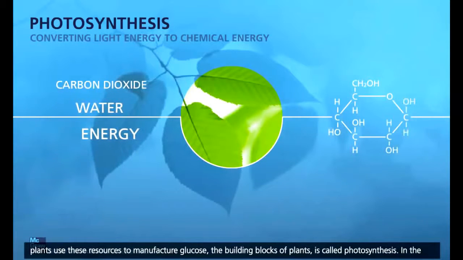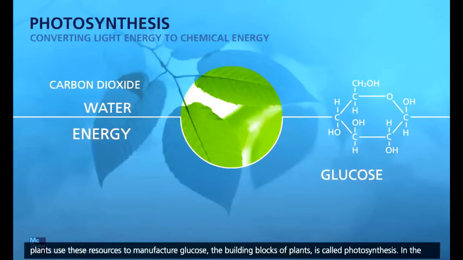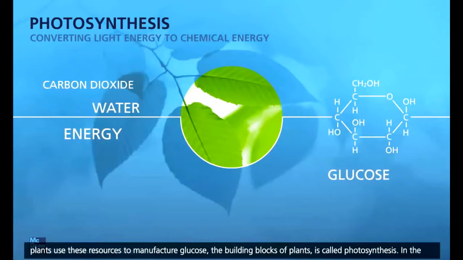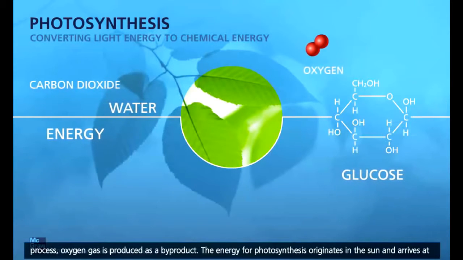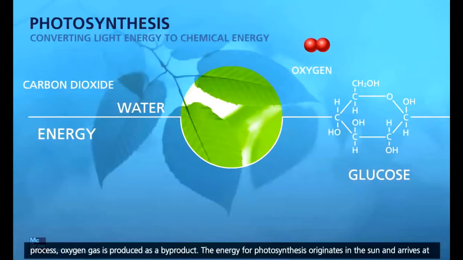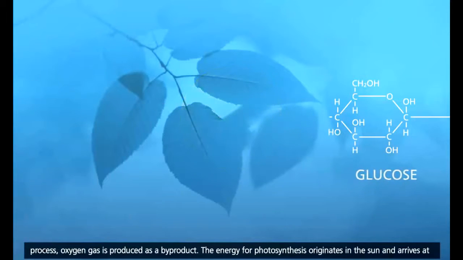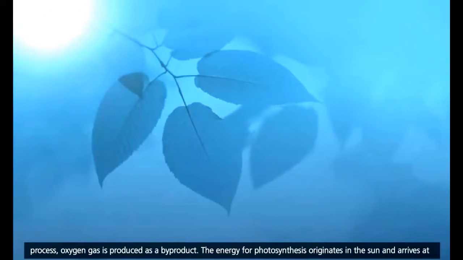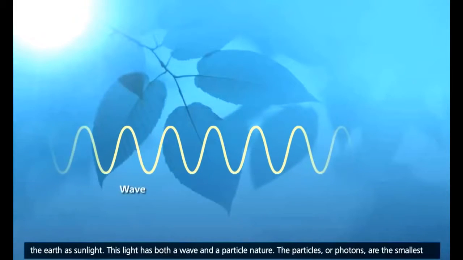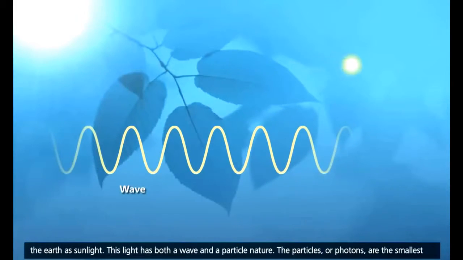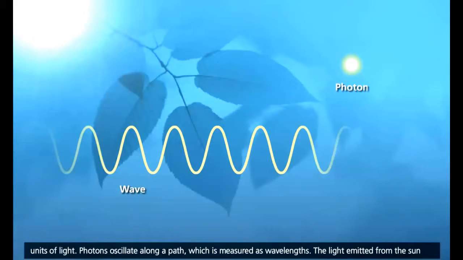These resources to manufacture glucose, the building blocks of plants, is called photosynthesis. In the process, oxygen gas is produced as a byproduct. The energy for photosynthesis originates in the sun and arrives at the Earth as sunlight. This light has both a wave and a particle nature. The particles, or photons, are the smallest units of light. Photons oscillate along a path which is measured as wavelengths.